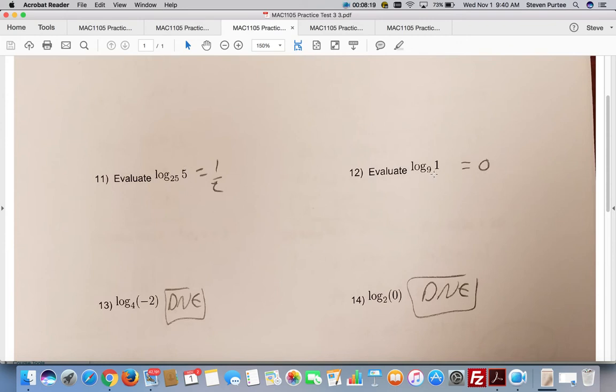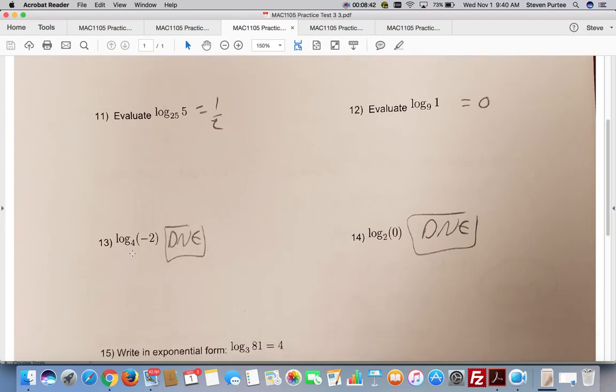What about number 12 here? Log base 9 of 1. Log of 1, any base, is always 0. Doesn't matter what your base is. That's one of your rules of logs that everybody now has memorized. 9 to the 0 power is 1. Doesn't matter what the base is. Log of 1 is always 0.